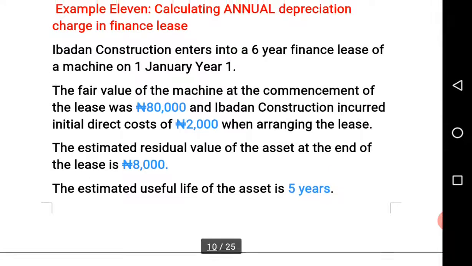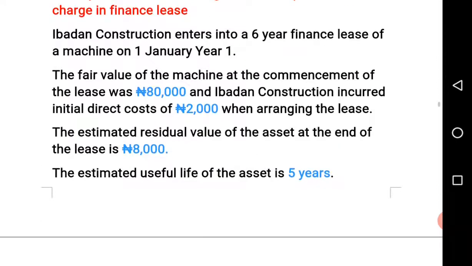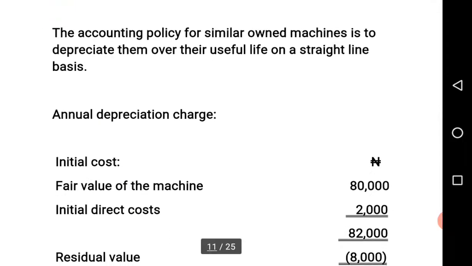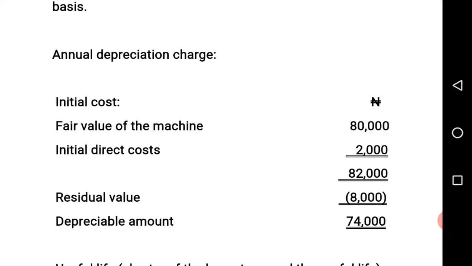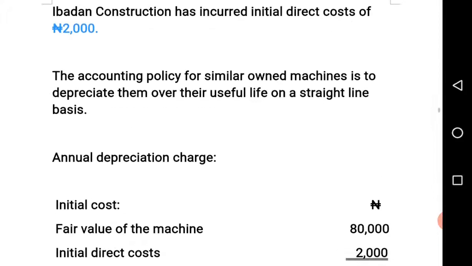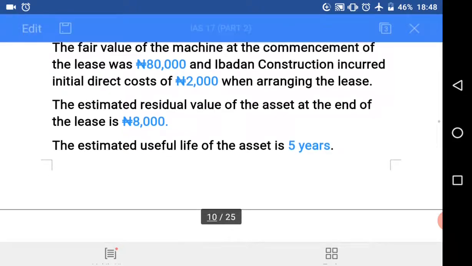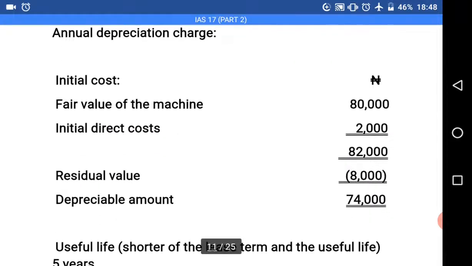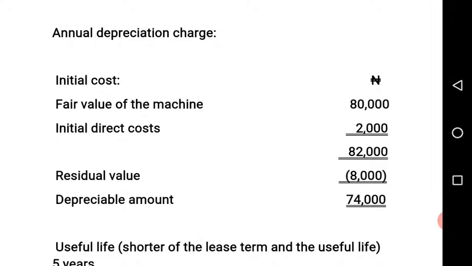We have it as 80,000 right here. Then initial direct cost, which is capitalized. Capitalized means added to the cost of the asset. So we have 82,000. Then the residual value is the balance after depreciation has been made. So we have 8,000 as the residual value given to us in the question here. 8,000, we're deducting it to get the accumulated depreciation for the period of the asset. So we have 74,000 as the accumulated depreciation.